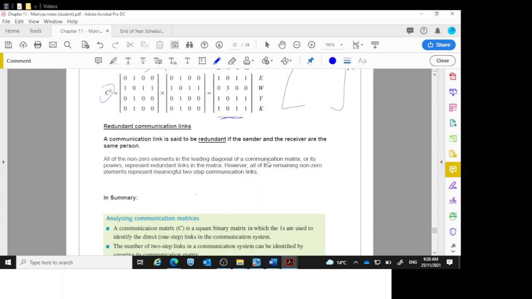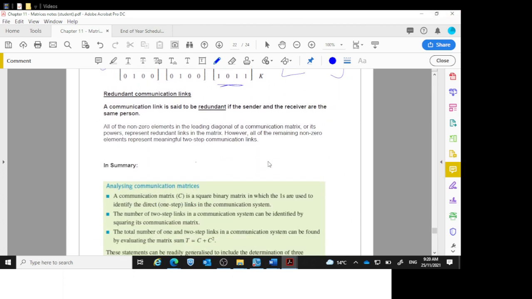We have to be careful. There are redundant communication links. Now, what does redundant mean? Well, if the sender and the receiver are the same person, that means it's redundant. There's no point trying to communicate with yourself. So they were the ones usually on the diagonal. So WW, YY, KK, etc. Right on the diagonal, they are the ones that are redundant in the first step.